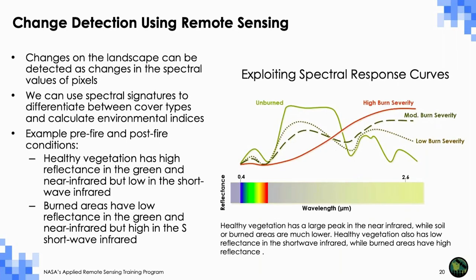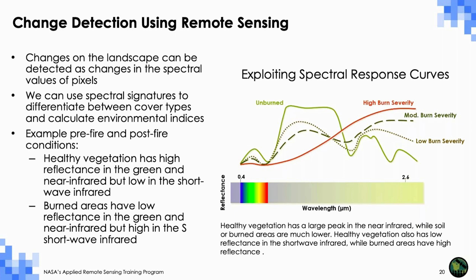All right. So the way we detect change in the landscape using satellite imagery is by detecting changes in the spectral values of pixels. And pixels will have different values before and after changes have occurred. We went into this in a little bit more detail, covering spectral signatures in the last session. So hopefully you remember what the plot on the right is.